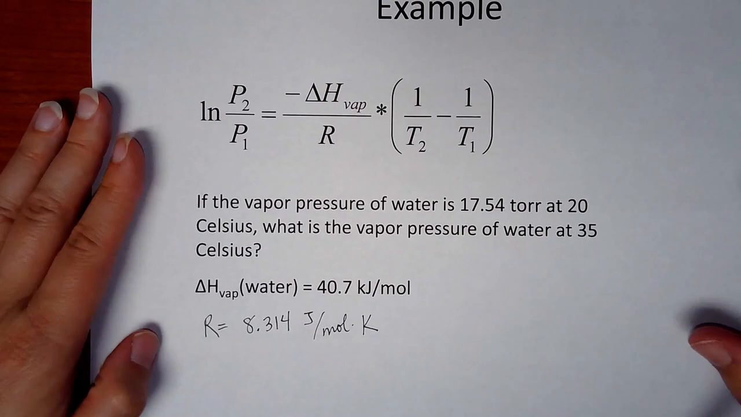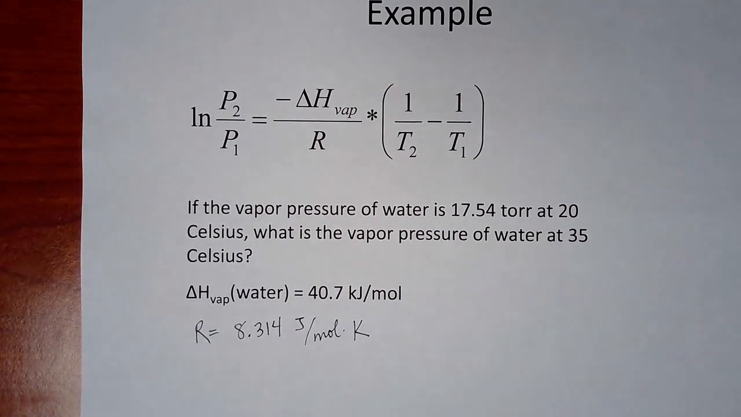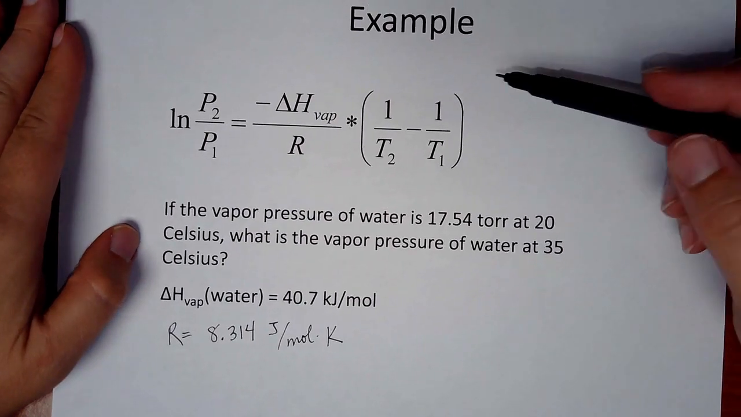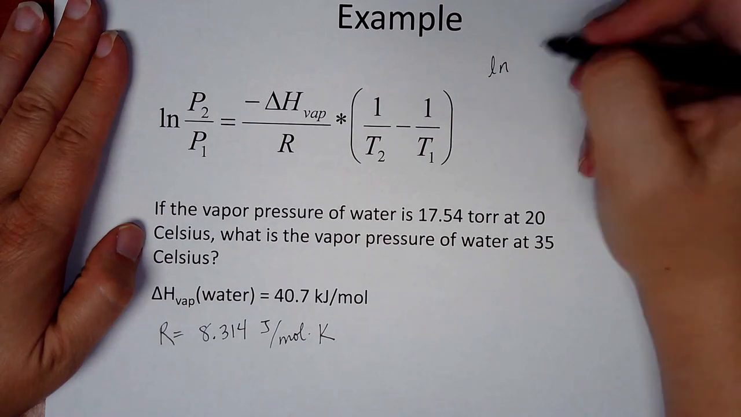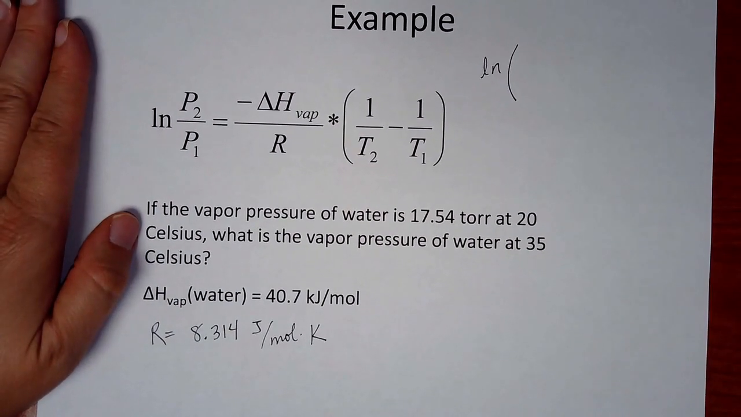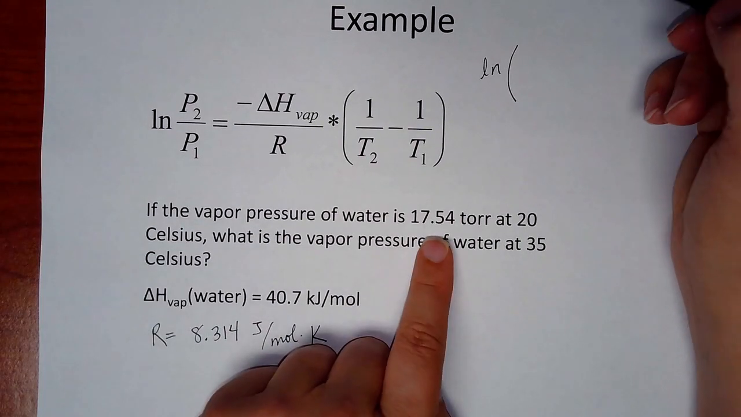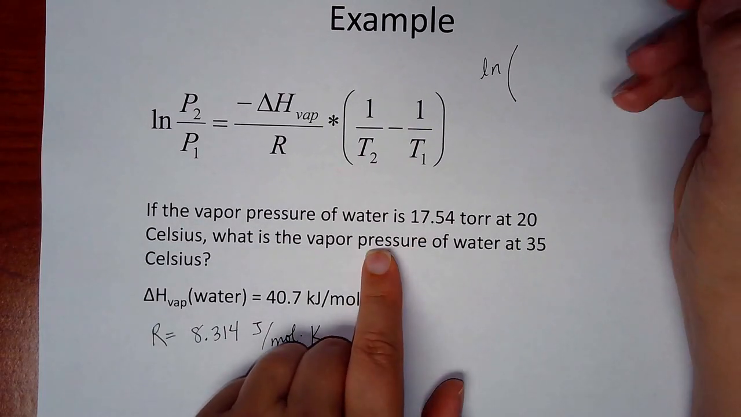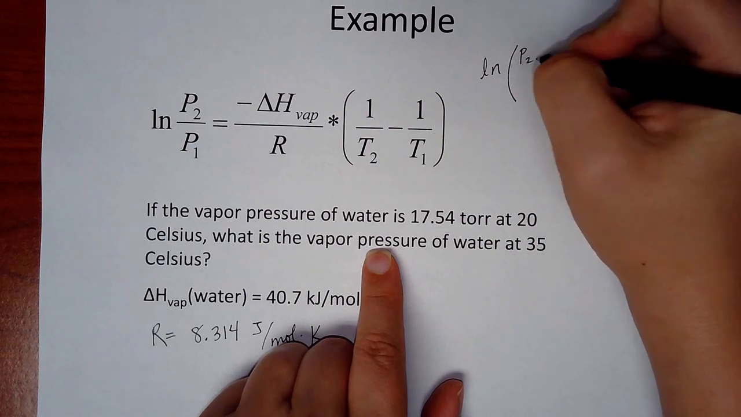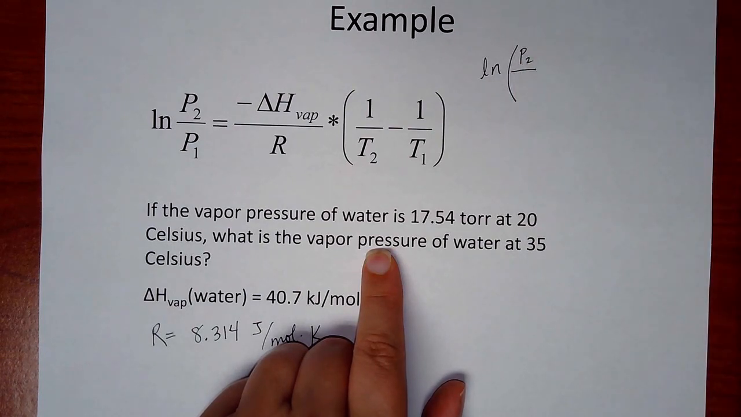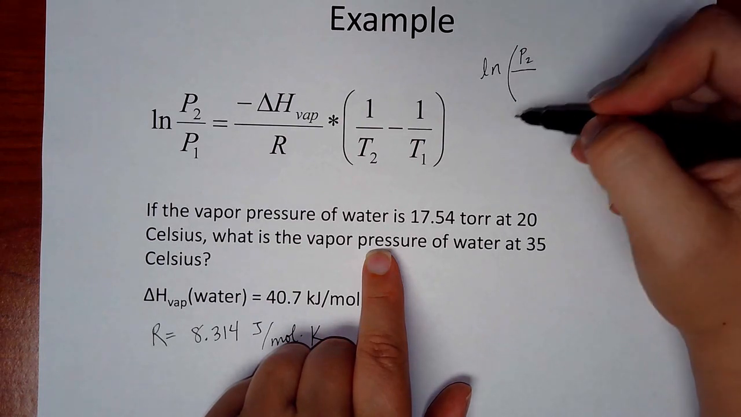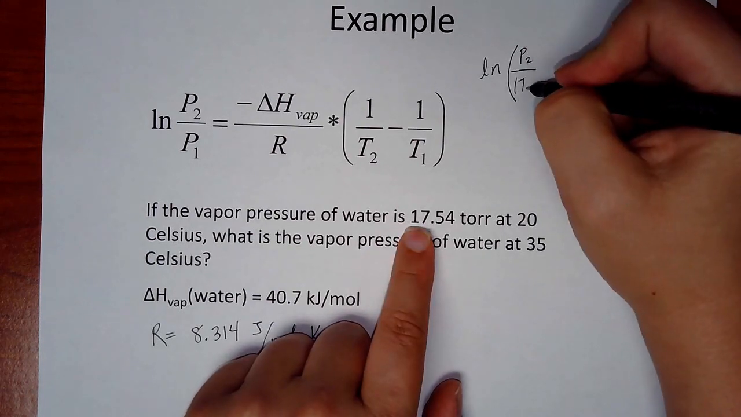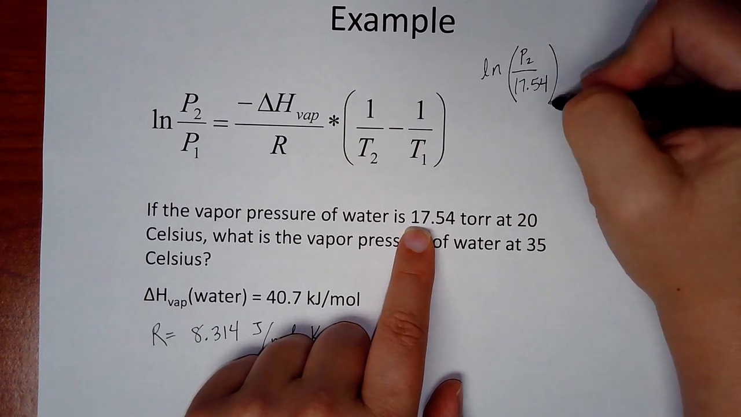Alright, so now let's look at what we need to do to solve this. Let's fill in values for our equation. So we have the ln. We're going to assign our pressure values. Now we're given one pressure and we're trying to solve the second. So I like to put my variable on the top as P2. You don't have to do this. You can assign it as P1. It's completely up to you. But I think it's easier seeing a variable on the top than the bottom. So I'm going to put the 17.54 as my P1 on the bottom of the fraction.